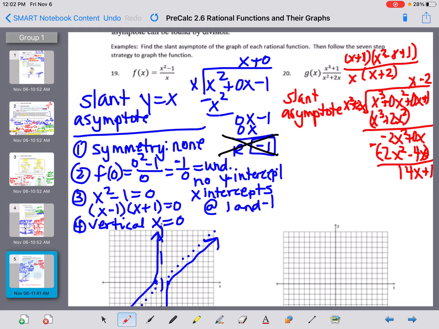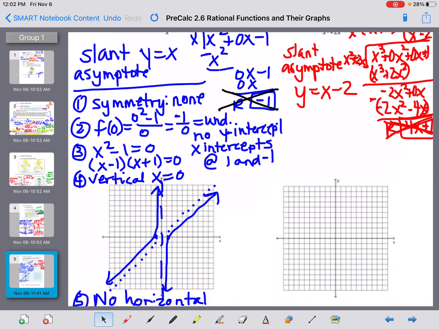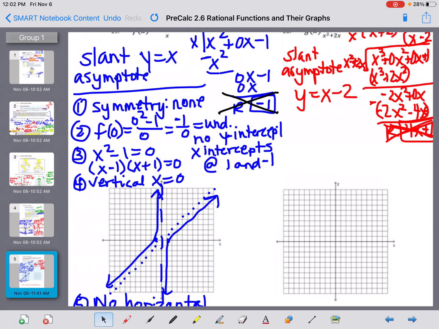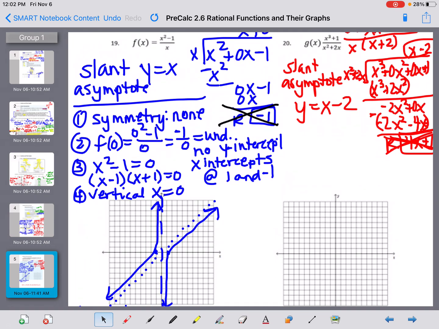So this is my remainder, which remember from the earlier example, we don't care about the remainder, it doesn't affect us, it's gone. All I need is this top dividend here. So my slant asymptote is going to be y equals x minus 2. That's going to be my slant asymptote. So let's see if I can find that line on my graph. Let me not move things quite so far if I can. Okay. Y equals x minus 2.